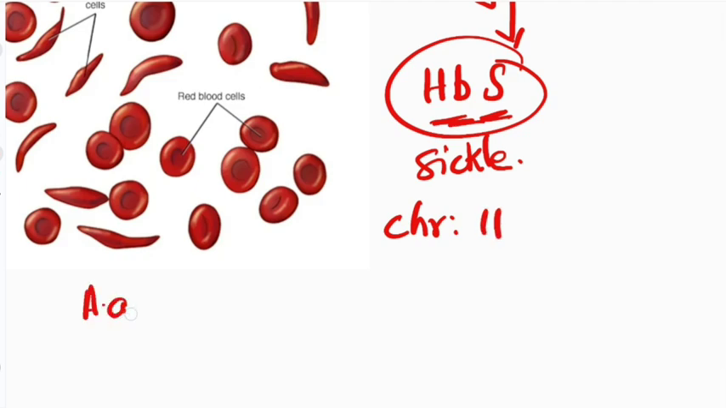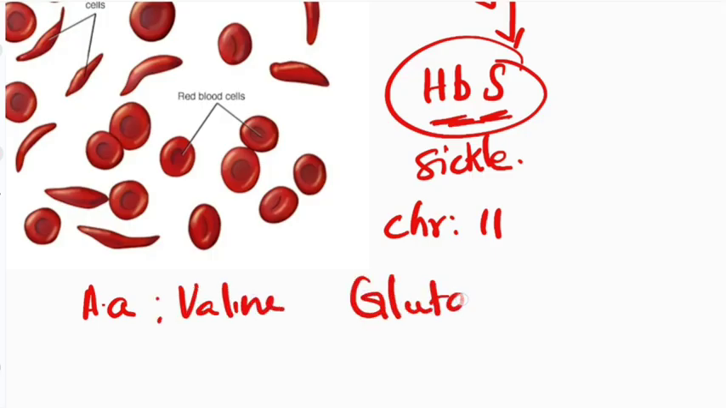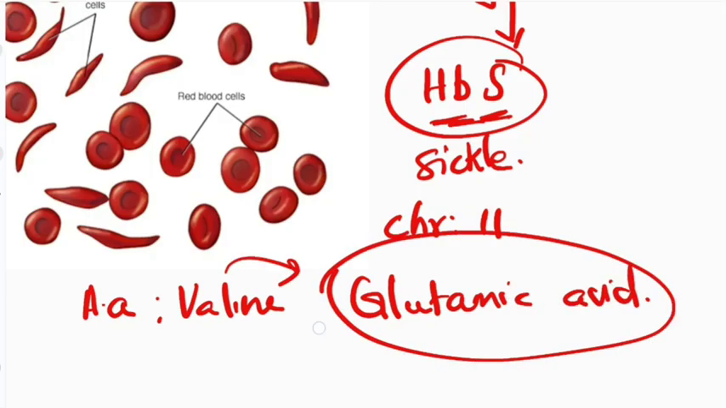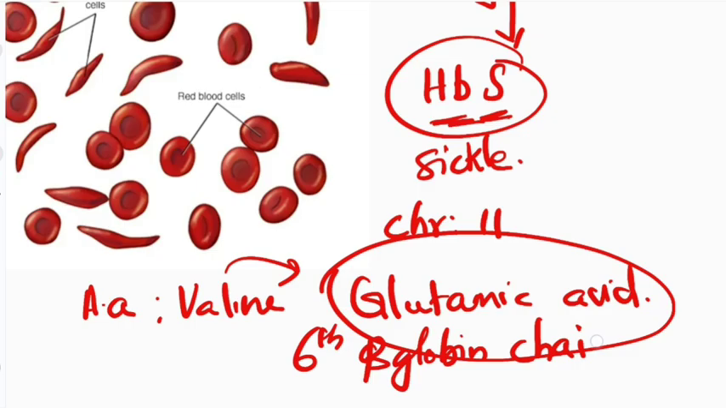Which amino acid substitution occurs? Valine replaces glutamic acid in the 6th position of the beta globin chain. So valine replaces what? Glutamic acid in the 6th position of the beta globin chain. I know that if you don't know the concept, it is difficult to understand, but just mug these things up for the time being, right?